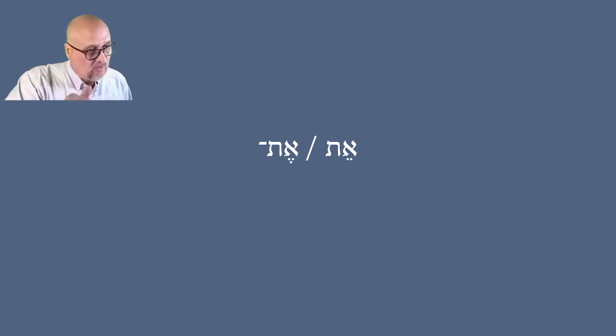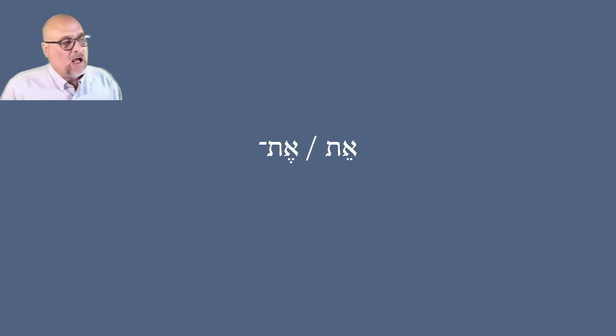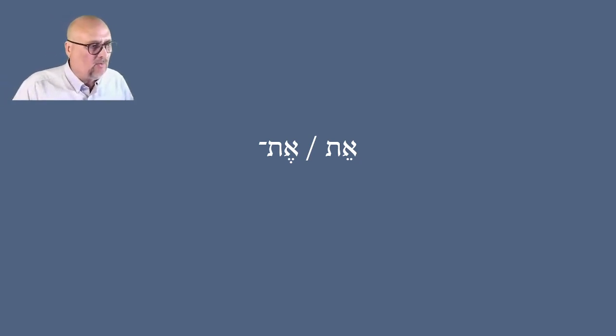Okay, this is great. So we need to make sure everybody's on the same page. What is a direct object? A direct object is the thing in the sentence that receives the action of an active verb.